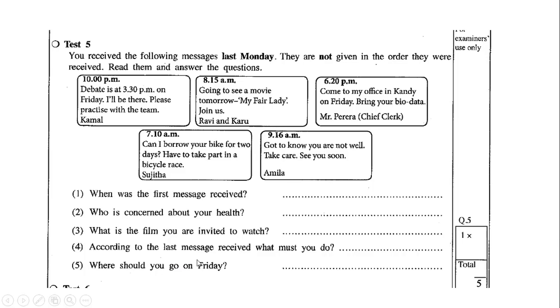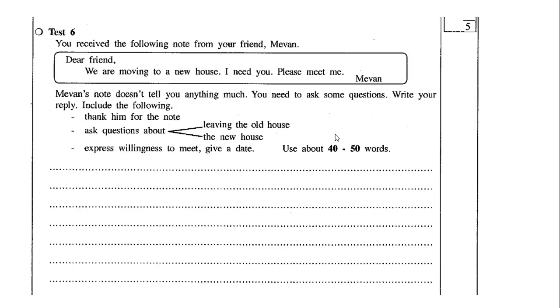According to the last message received, what must you do? This is the last message. It was practice for the debate, practicing with the team. Where should you go on Friday? To Mr. Pereira's office in Kandy. 5 marks altogether.